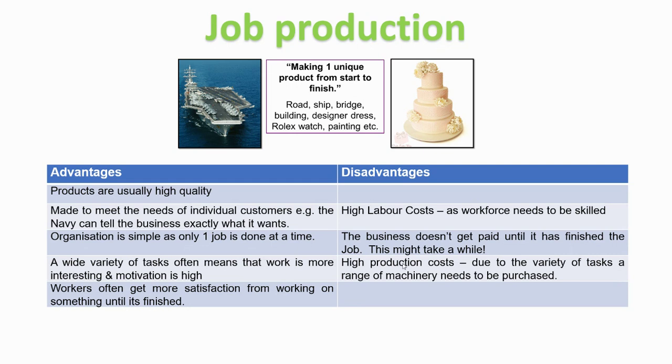So the customer gets lots of choice. The products are very high quality. They're built specifically to the individual's order. And organisation is quite simple because we're only making one at a time. But the labour costs are high, your production costs are high, and you don't get your money until you're finished. Right? That's the trade-off here, right?